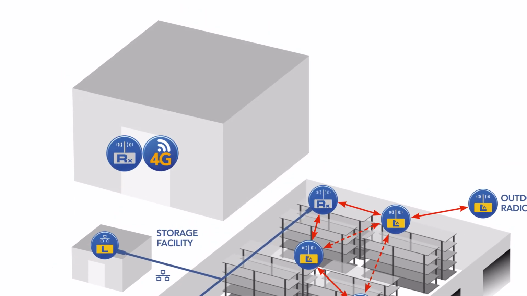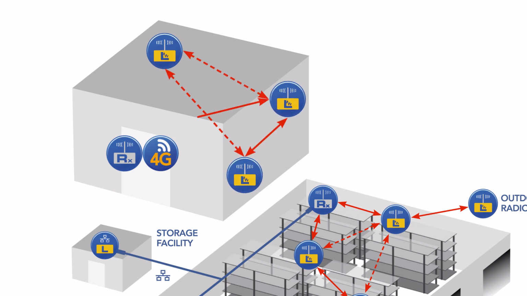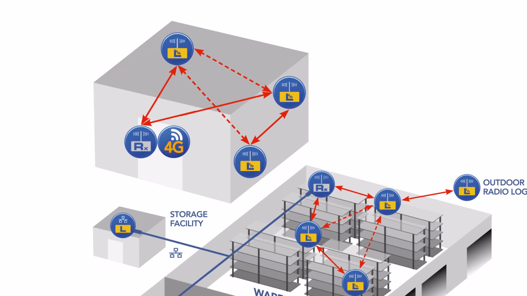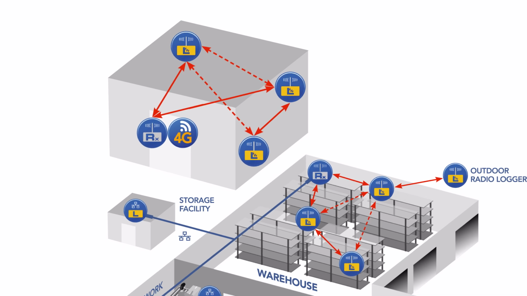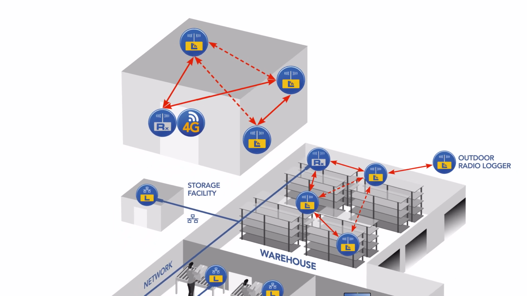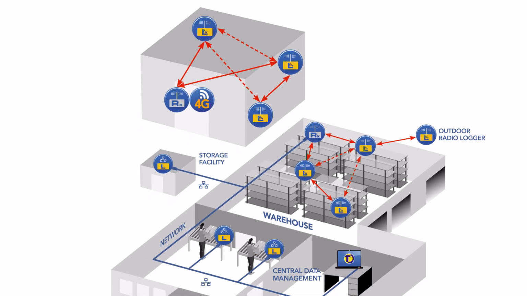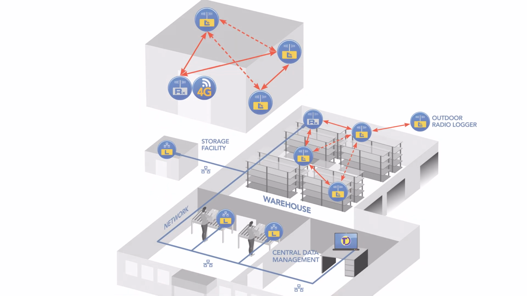A 4G receiver router allows environmental monitoring in remote locations or when on-site IT infrastructure cannot be used. The 4G receiver router collects data from the radio data loggers and sends it via secure 4G internet connection, enabling remote monitoring and removing the need for using on-site IT infrastructure. The system can be used across multiple sites simultaneously with no upper limit on the number of loggers at each site.